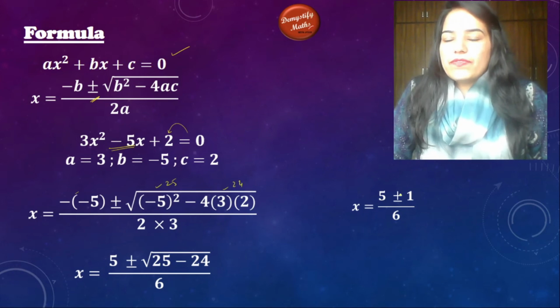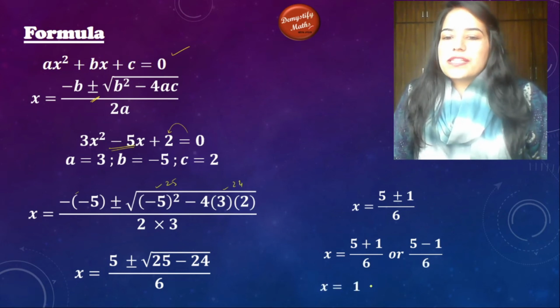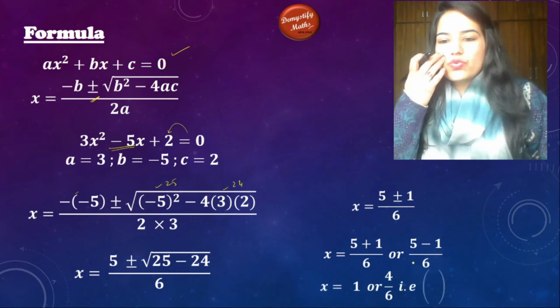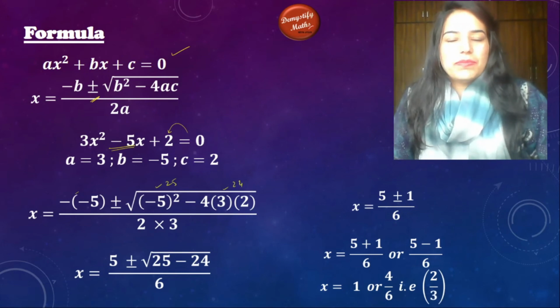That's it. Now separate with plus and minus. So it is (5 + 1)/6 or (5 − 1)/6. So this is 6/6, 1, or this is 4/6, that is 2/3. So these were the three methods.